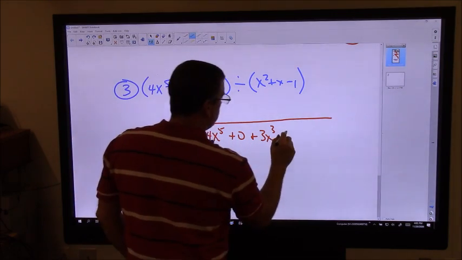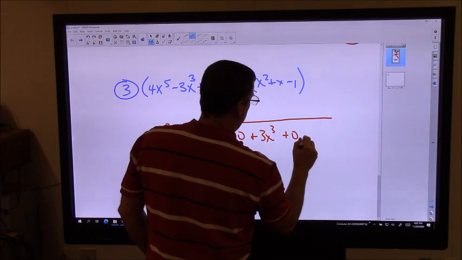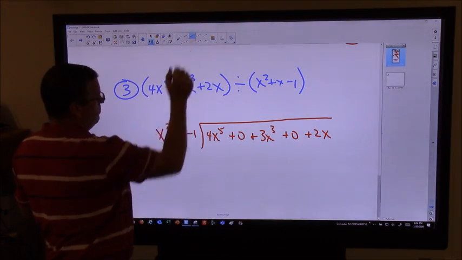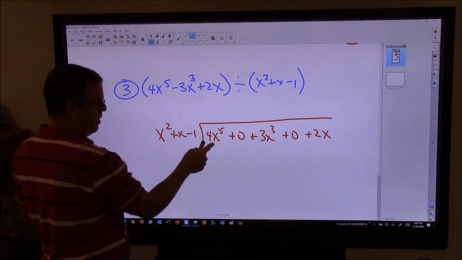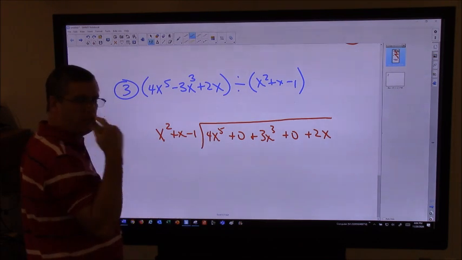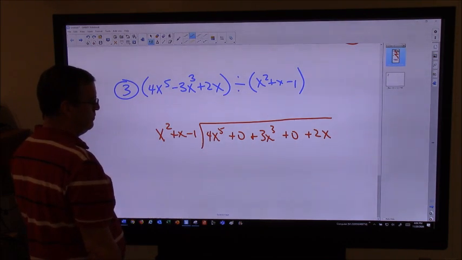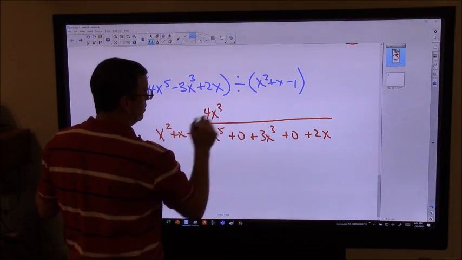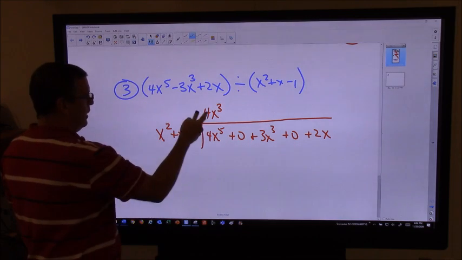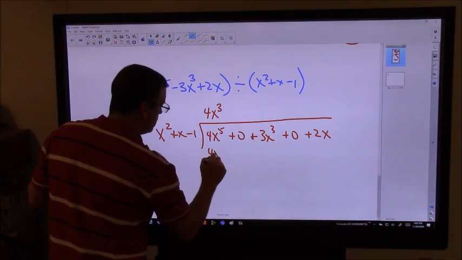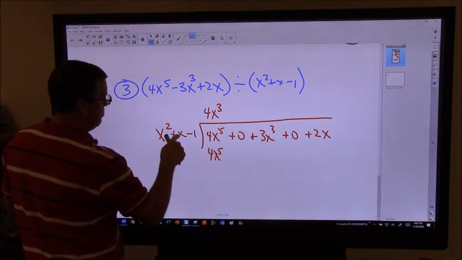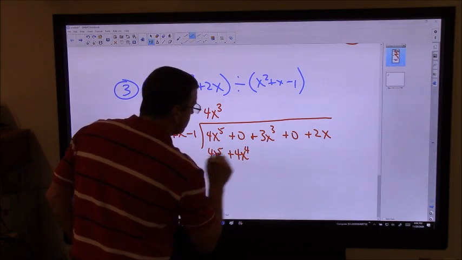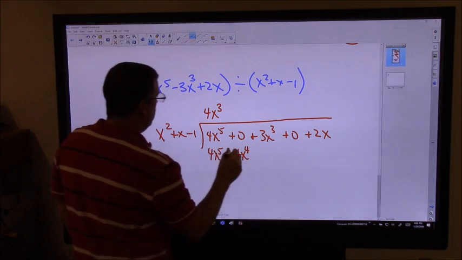There's no x squared, so plus 0. And then plus 2x. All right, so let's just do this together. So x squared would go into here how many times? Just kind of think it in your head as we talk about it. I should have right here 4x cubed. All right, so then I multiply back. I get 4x to the 5th plus 4x to the 4th minus 4x to the 3rd.